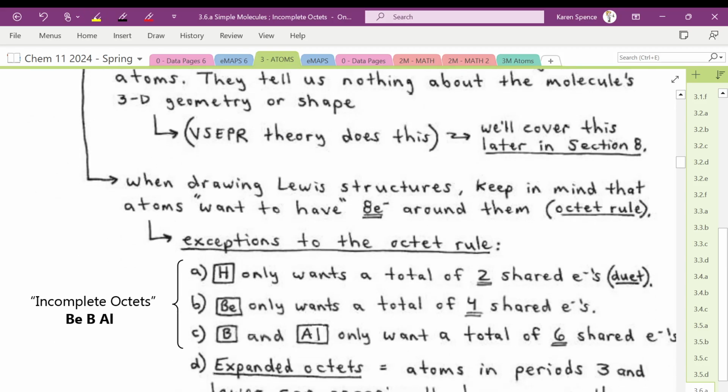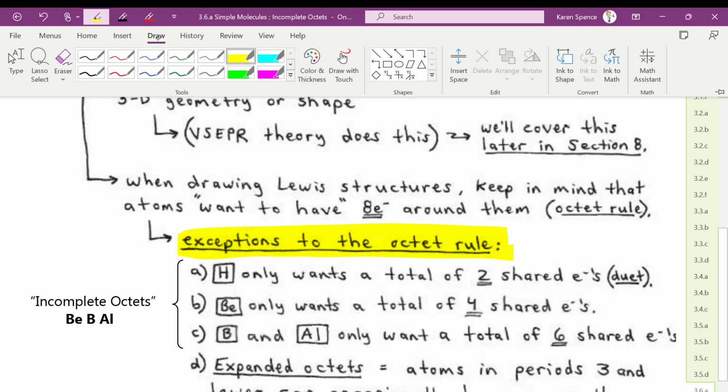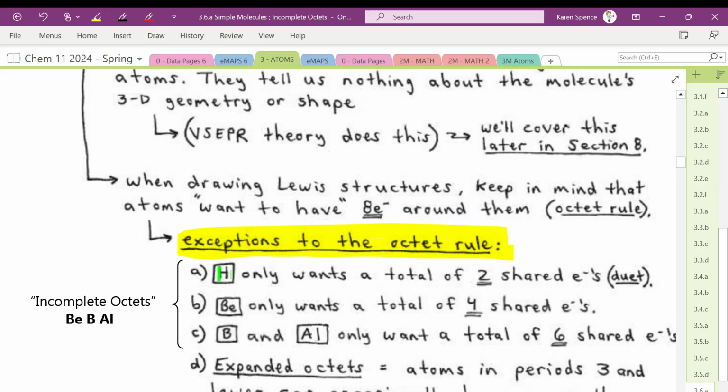So there are some exceptions to the octet rule, and this is where we're getting into some new stuff for today. You already know one exception to the octet rule, one atom that does not want to have 8 electrons. Who is it? Tell your partner. Who is an atom that does not want to fill up to 8 electrons? Hydrogen. Hydrogen only wants 2.